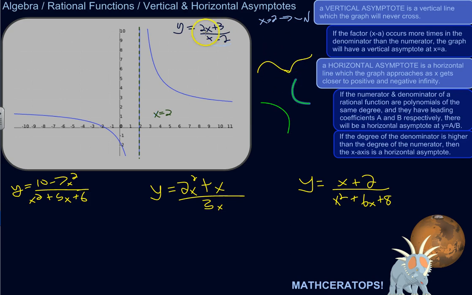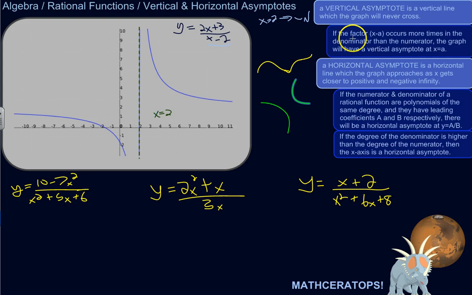So how do you tell when there's just a hole? If there's a value of x for which the denominator is 0, there's definitely going to be some kind of problem. There's going to be a hole, or there's going to be a vertical asymptote, because you can't divide by 0. How do you tell whether it's just a hole or whether there's actually a vertical asymptote?